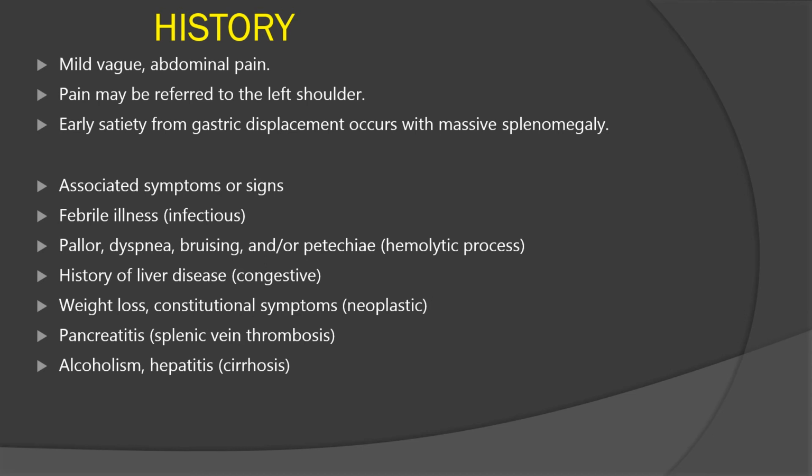Pancreatitis due to that is splenic vein thrombosis, alcoholism, and hepatitis. These are coming to due to splenomegaly. There can be mild vague abdominal pain and other discomfort in the region of spleen. Other symptoms and signs are related to the specific cause of the splenomegaly. That is, it can be due to liver disease, it can be due to neoplasms, it can be due to other hepatitis or cirrhosis.